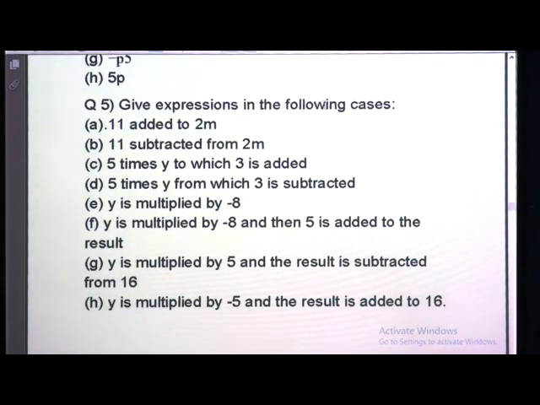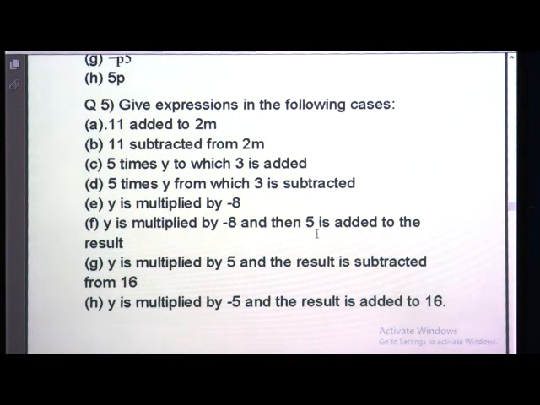Next, give expressions in the following cases. 11 added to 2m. So 2m plus 11. 11 subtracted from 2m. So 2m minus 11. 5 times y to which 3 is added. So 5y plus 3. 5 times y from which 3 is subtracted. It means 5y minus 3. Then y is multiplied by minus 8. It means minus 8y. Y is multiplied by minus 8 and then 5 is added to the result. So minus 8y plus 5.